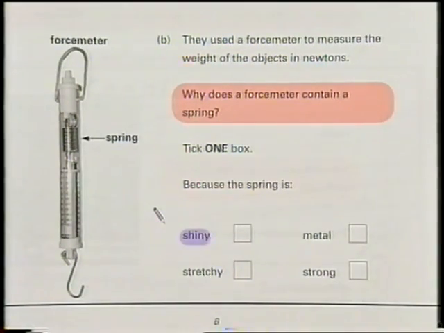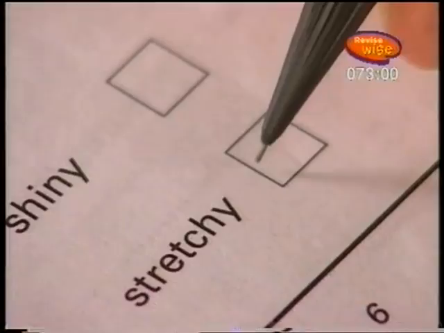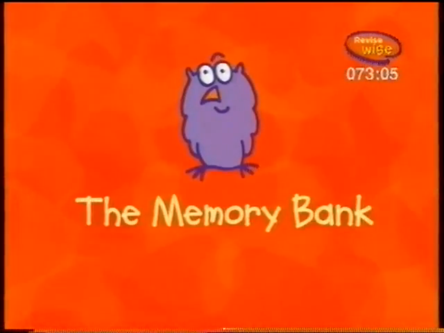Because the spring is shiny, metal, stretchy, or strong. Oh, yeah, that's easy. Stretchy. Take the box. So now it's time to check what keywords we've got to put in the memory bank.